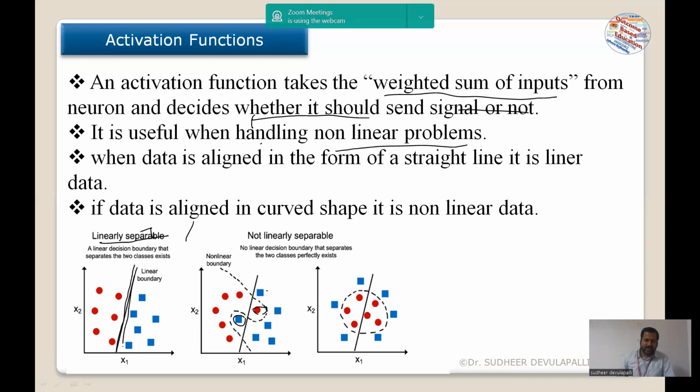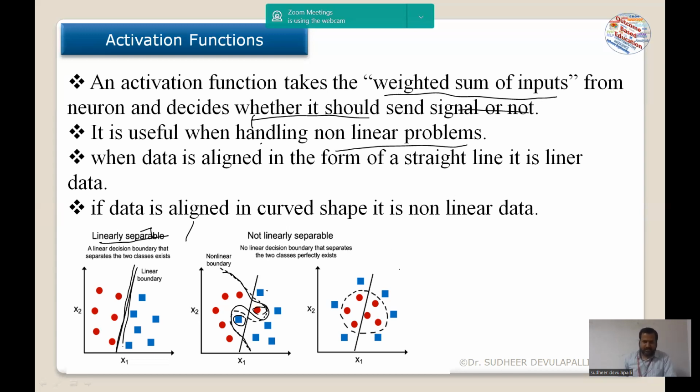Here you are having some data points belonging to the other class. Here you are having data points belonging to the other class. So you cannot classify such kinds of problems with a linear hyperplane. There you need some kind of non-linear hyperplane. Such issues can be handled by adding non-linear activation functions. So we will see the different activation functions we are having.